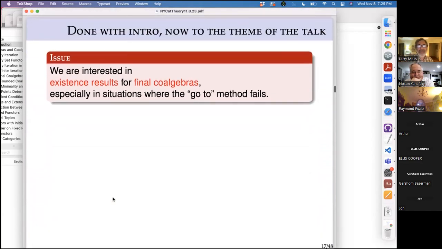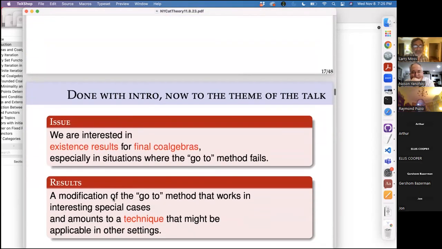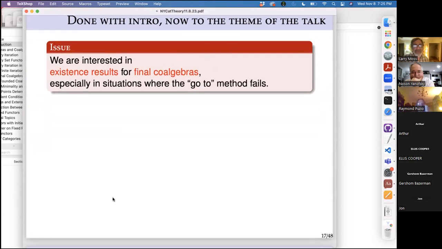What I'm interested in here is that I would like to show you an existence theorem for final coalgebras.